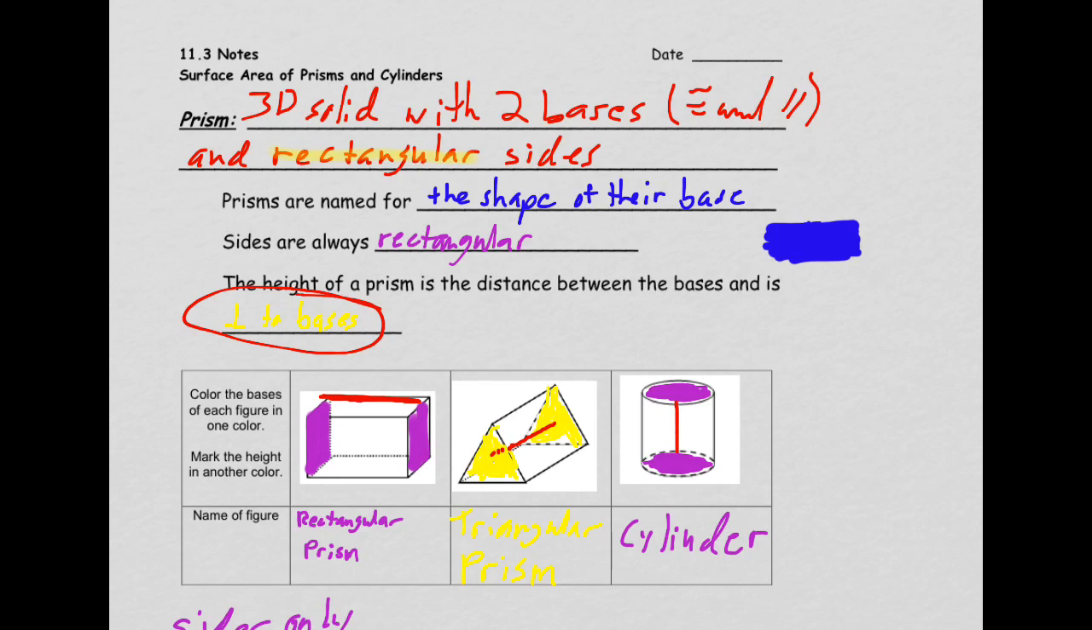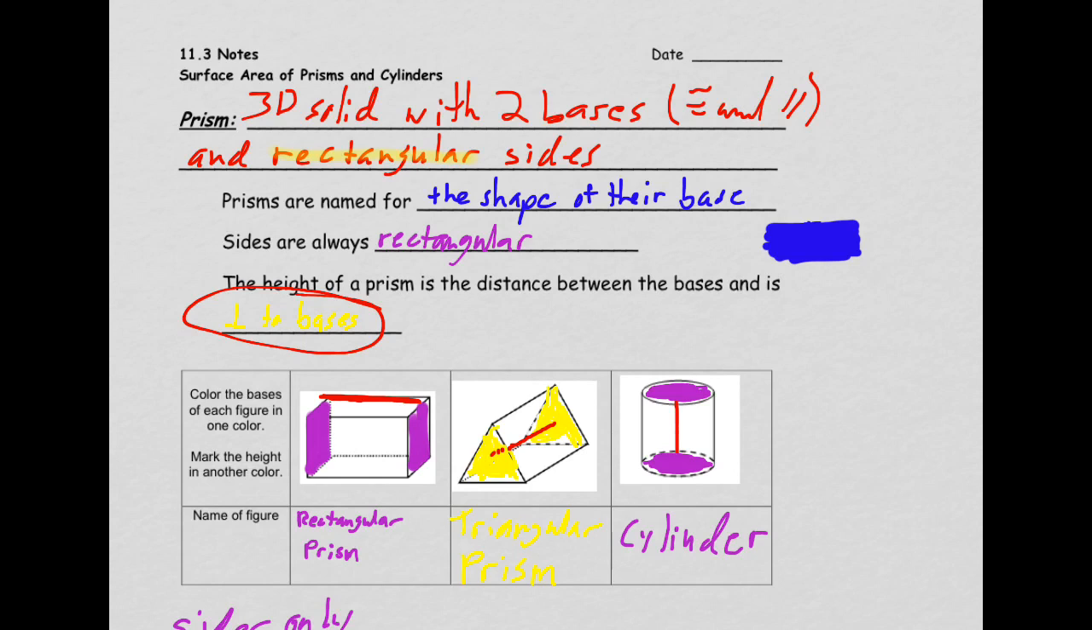Alright. These are my bases. I'm going to color in my bases. I always want to color in my bases just because that helps me see what my bases are and what my sides are. My sides are called the lateral edges. We'll get to that in just a second.